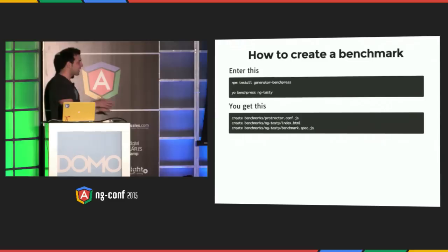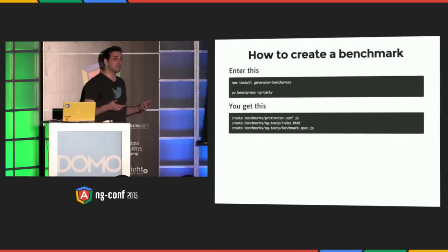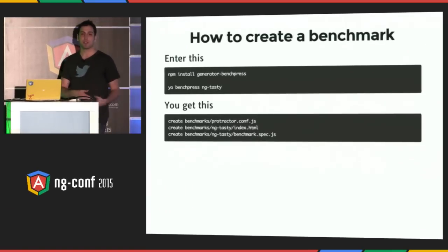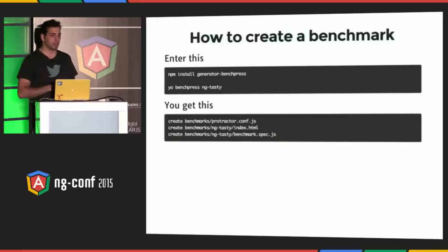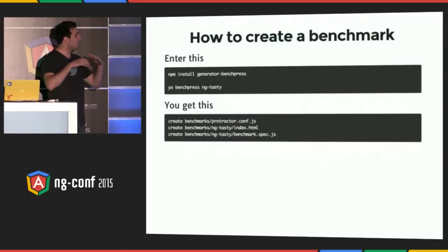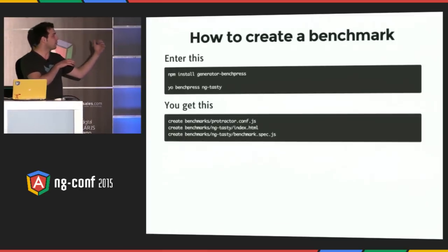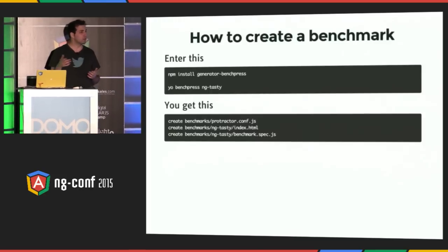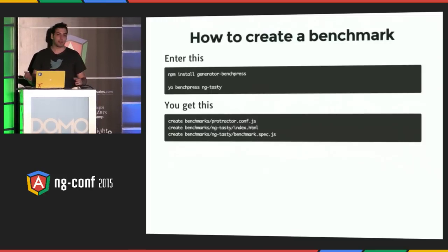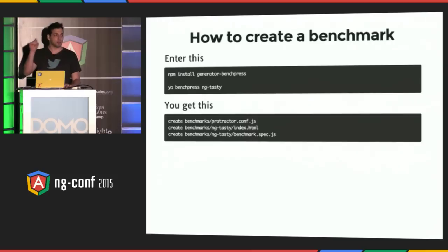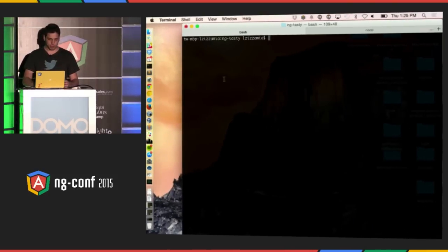What it actually does is scaffold all the files you need to run this benchmark. We have the protractor file, because benchpress, as Jeff said this morning, runs with the new Protractor. You have the configuration file, and in this case study, the ngTasty index HTML with all the HTML you need and the JavaScript, and the spec benchmark file with all the actions, like destroy this element, recreate, and do that again. So let's see what this code actually looks like.